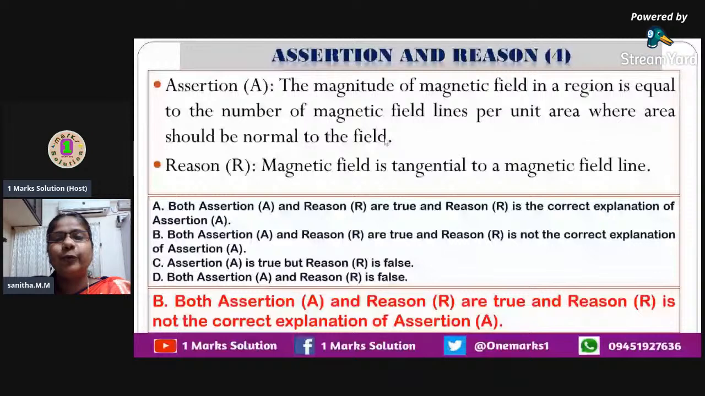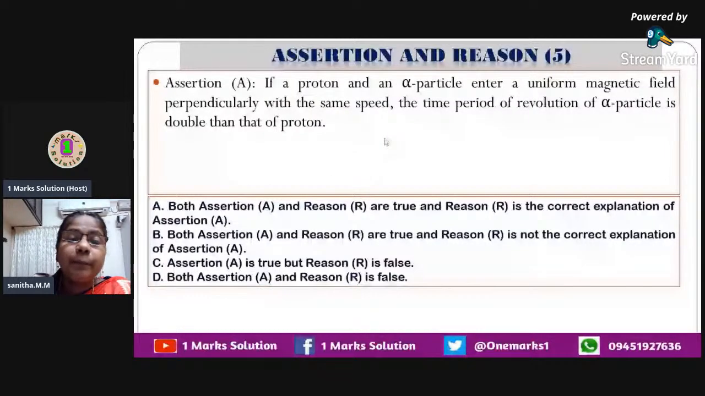Now we can go for assertion and reason 5. Let us move on to that one. If a proton and an alpha particle enter a uniform magnetic field perpendicularly with the same speed, the time period of revolution of the alpha particle is double that of the proton. What is the equation for the time period?